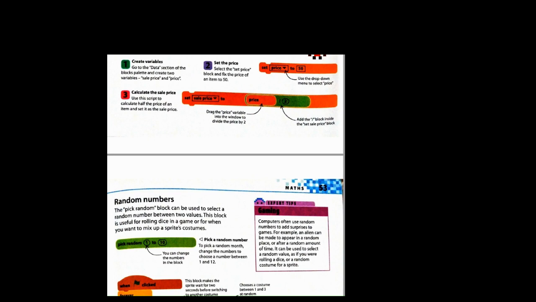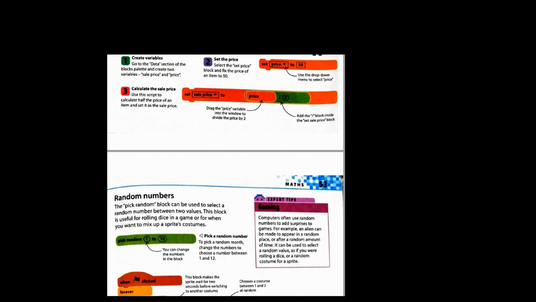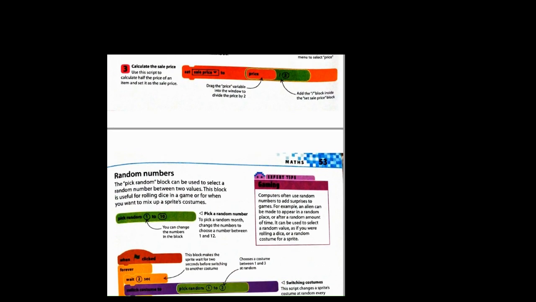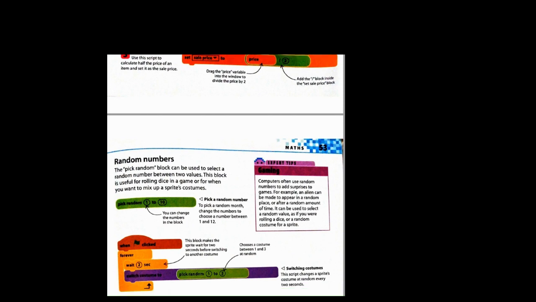Create a variable. Go to the data section of the blocks palette and create two variables, sale price and price. Set the price. Select the Set Price block and fix the price of an item to 50. Use the drop-down menu to select price. Calculate the sale price. Use the script to calculate half the price of an item and set it as the sale price. Drag the price variable into the window to divide the price by 2. Add the slash block inside the set sale price block.